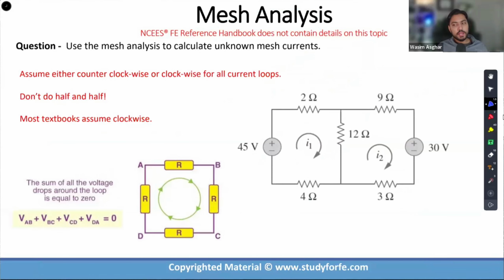The first one is that you have to assume the same direction for all the mesh current loops. Either assume clockwise or counterclockwise for each and every one of them. Most of the textbooks assume clockwise. But what you don't want to do is assume counterclockwise for one and clockwise for the other. If you look at the FE Reference Handbook, first of all, mesh is not even mentioned. Since it is not mentioned, you're not going to have any discussion about it.